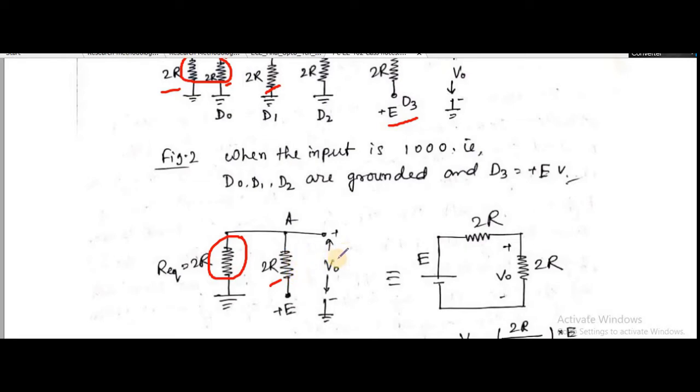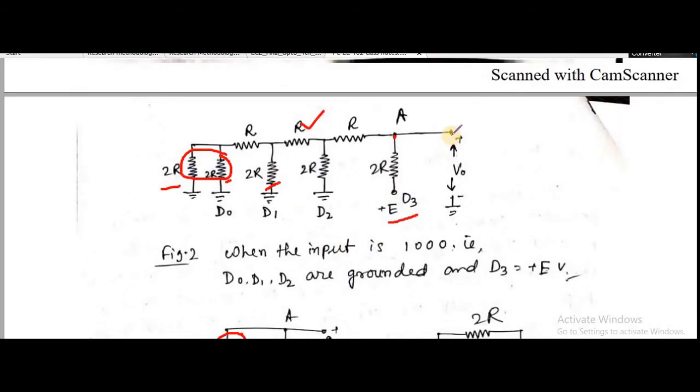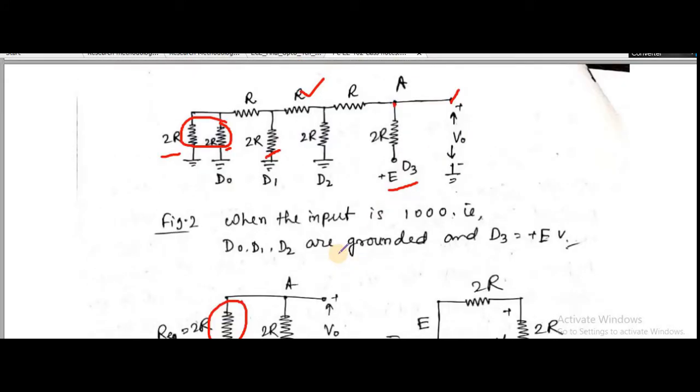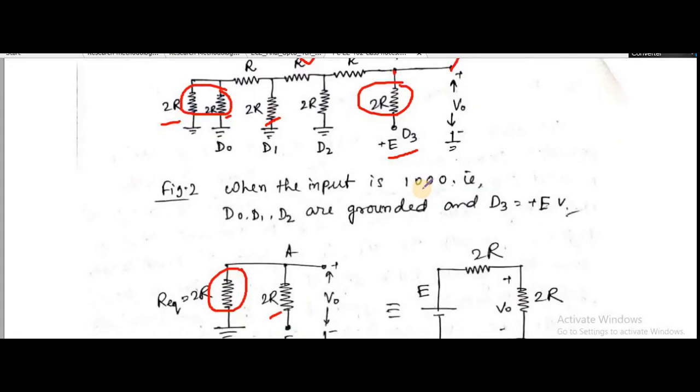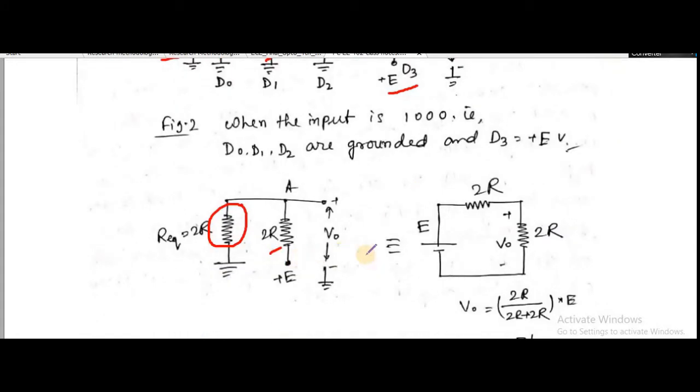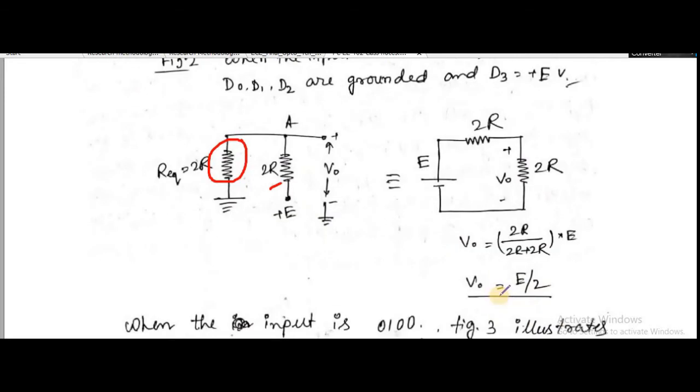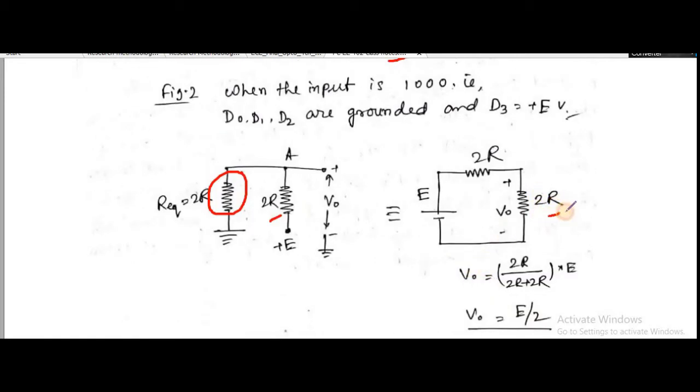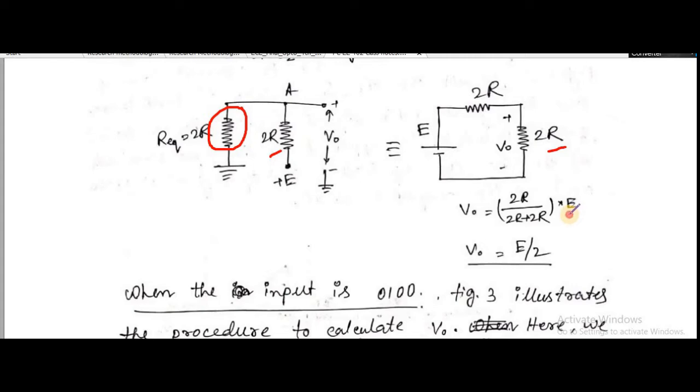Now what will be the output voltage? I want to calculate the voltage at this point A. The voltage at this point is basically the voltage drop across this resistance. So simply if we apply the voltage divider rule, we can calculate the output voltage across this 2R. This is nothing but 2R divided by 4R. So ultimately the output voltage is E by 2. So if your bit pattern is 1 0 0 0, the output voltage will be E by 2.